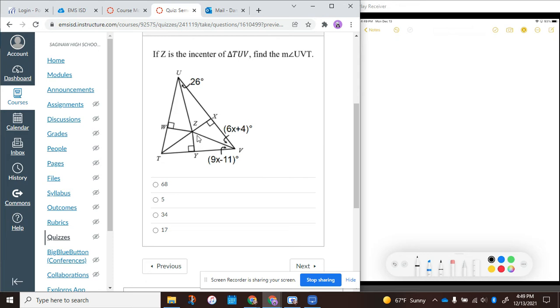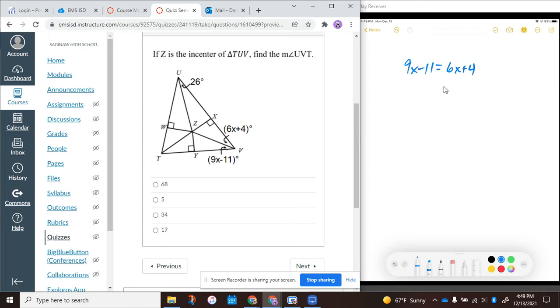And if this angle down here on the edge of the triangle is being bisected, that means this 9x minus 11 equals 6x plus 4. Those two angles on either side of the split are the same size. We've got an x on both sides of our equal sign, and that means we need to have all of the x's on one side of the equation, all of the constant numbers on the other side.